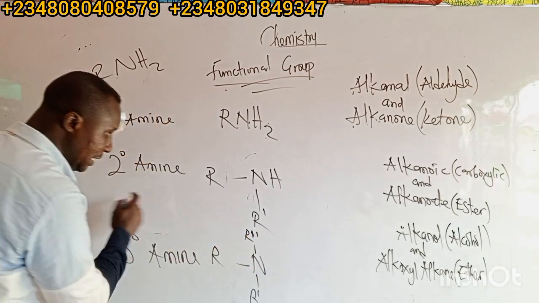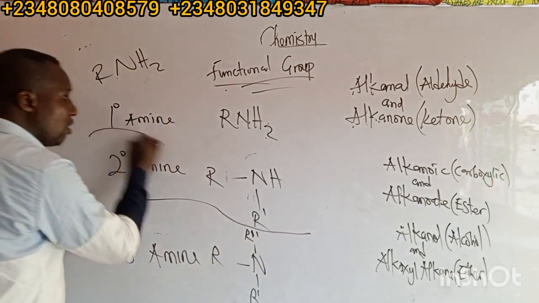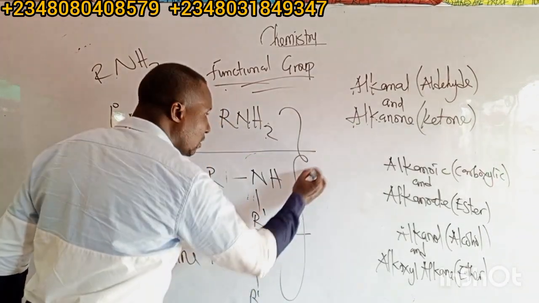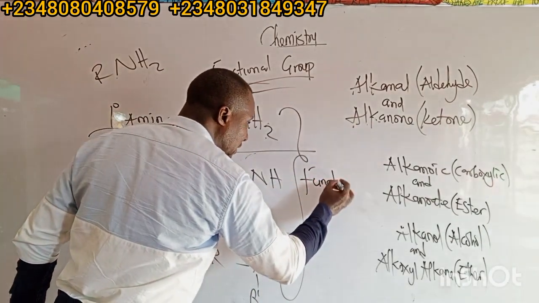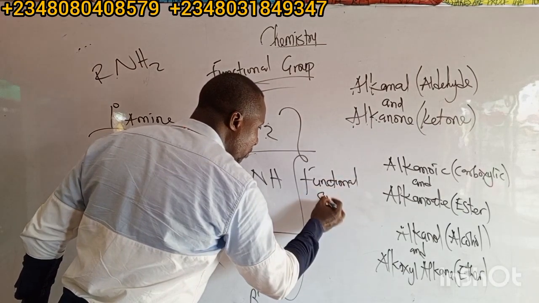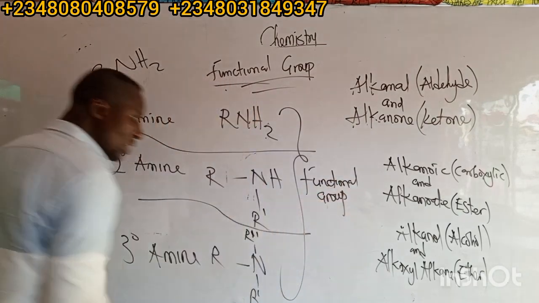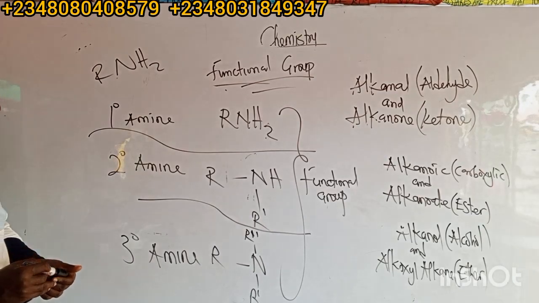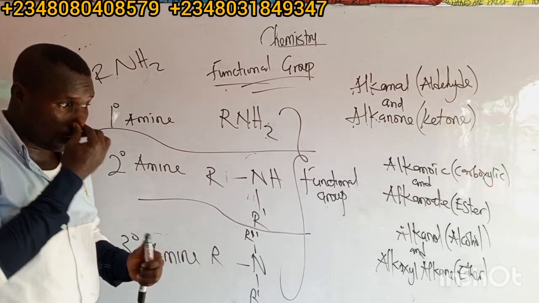This one is tertiary amine. Then the kind of isomerism that occurs in them is also known as functional group isomerism. Functional group isomerism occurs in three of them. I don't need to give the example because of time.